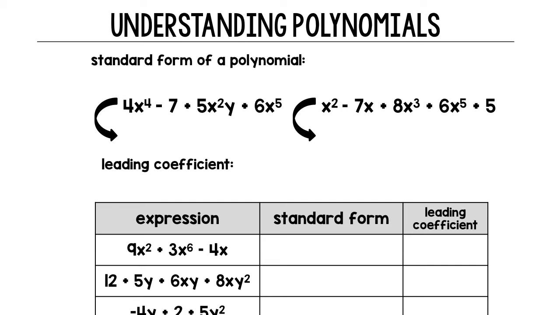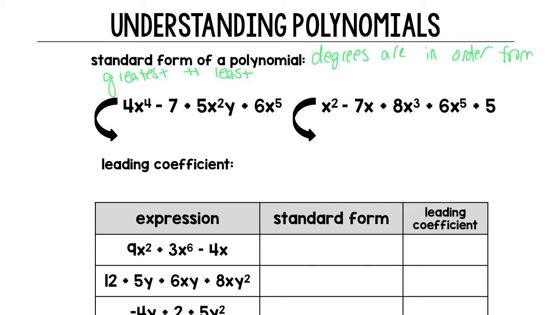So we're going to look at what standard form is. Standard form of a polynomial says that we have the degrees of our polynomial in order from greatest to least. So if we look at this first polynomial here, we've got 4x to the 4th minus 7 plus 5x squared y plus 6x to the 5th. We want to write these in terms of our degree from biggest to smallest.